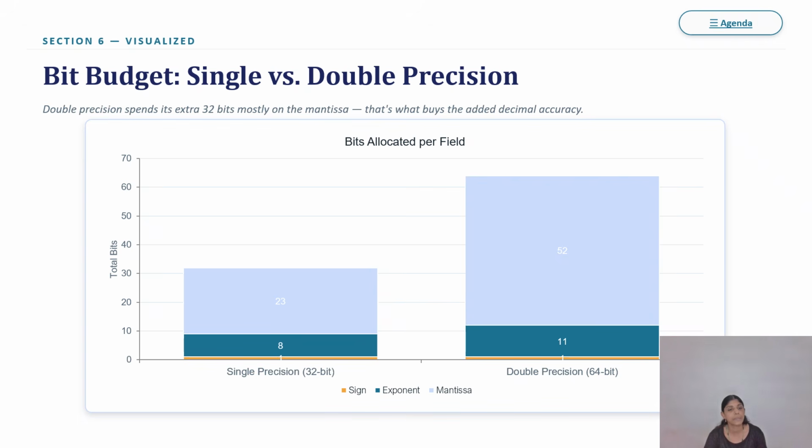Here, the double precision spends its extra 32 bits mostly on the mantissa, right? That's why the accuracy is very, very good in the double precision when compared with your single precision. So that's what buys the added decimal accuracy. If you want the decimal representation to be in an accurate format, instead of using the single precision, you can go into the double precision.